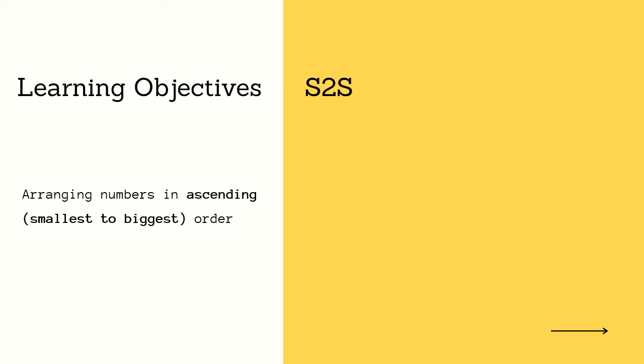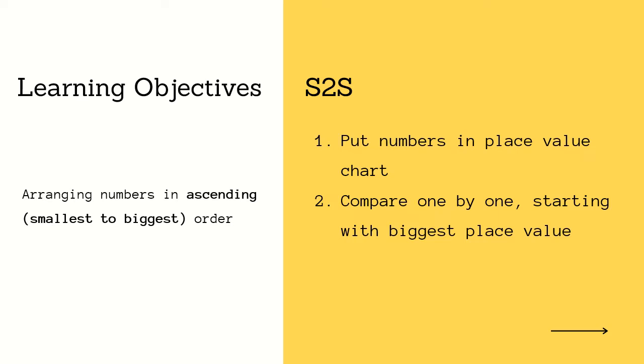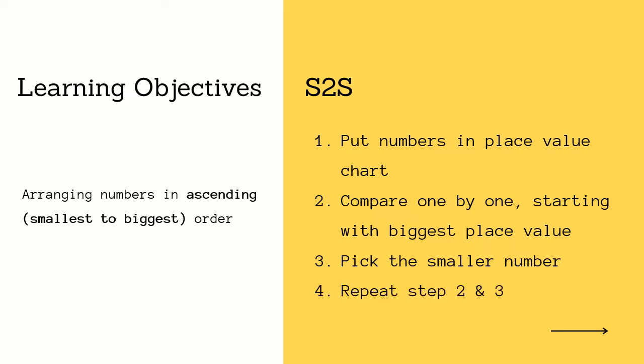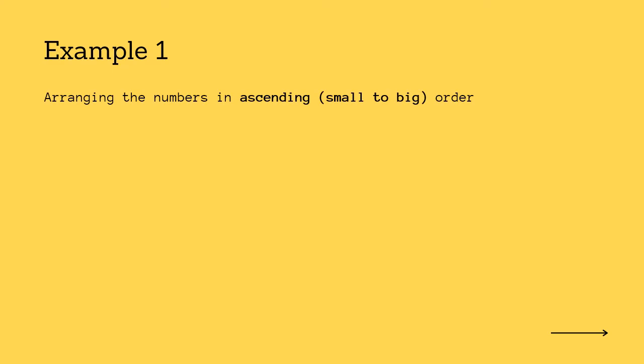from smallest to biggest. Our steps to success for today are, the first step is we're going to put the numbers in place value chart. Step 2, we're going to compare one by one, starting with the biggest place value. Step 3, pick the smaller number as we are arranging numbers in ascending order. And the last step is we're going to repeat step 2 and 3 until all of the numbers are in ascending order.